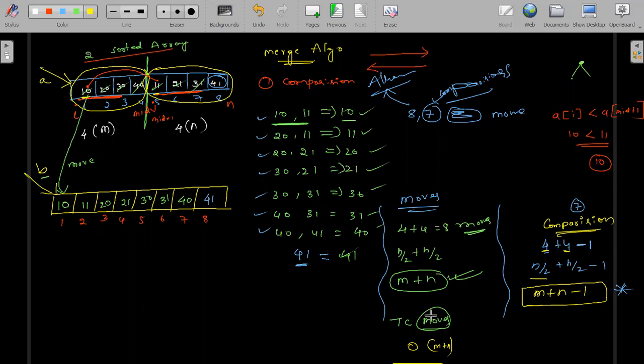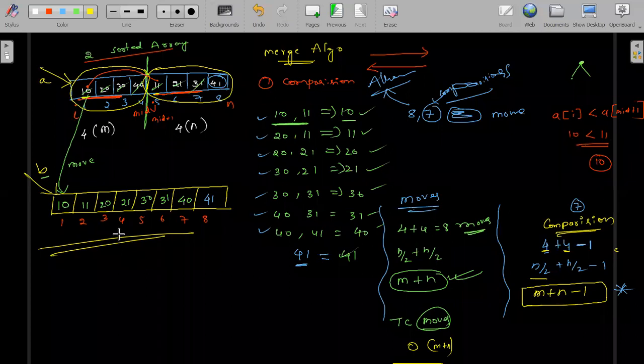Clear? Here one thing you have to understand, it is not about comparison. It is all about moves. Suppose I wanted to get the final output like this. Because of moves only I am getting this, not because of comparison. The comparison just tells you which element you have to move to the array. But finally the number of moves gives you exactly your sorted array. So time complexity here is nothing but the number of moves.